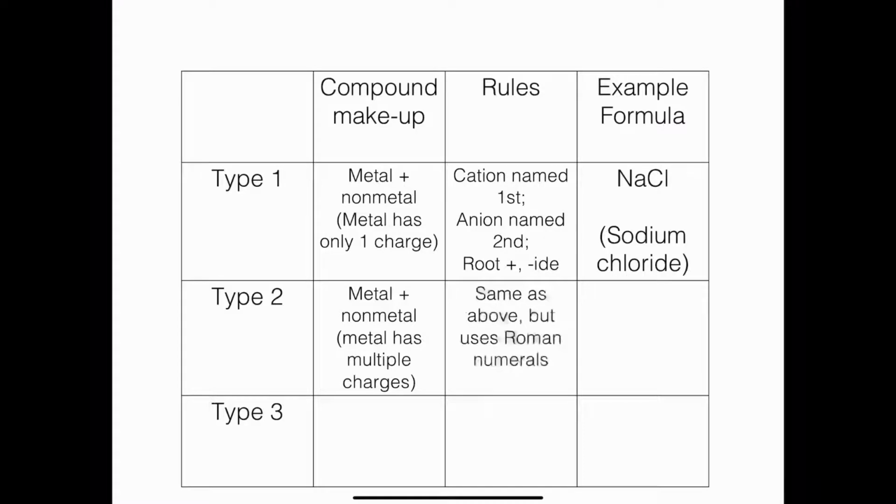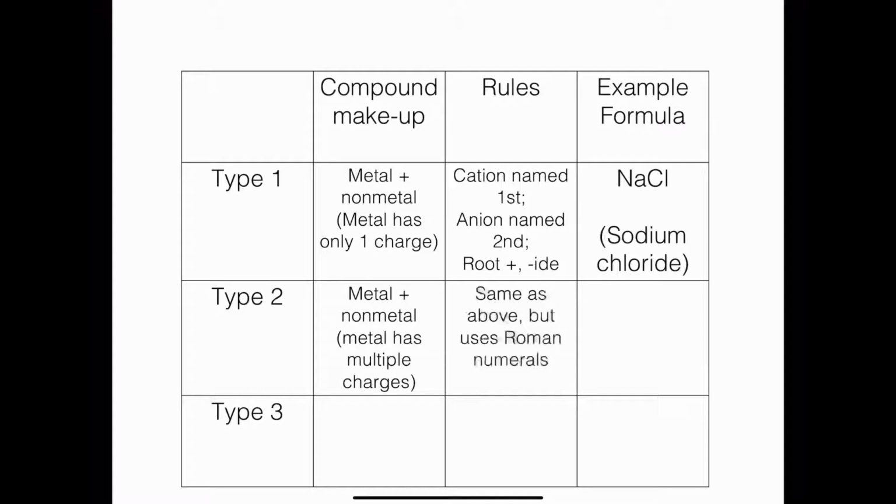Remember the rules for naming this type. It's still an ionic compound, but because it's type 2, we need to use Roman numerals, and that's because it can have multiple charges. So the charge isn't implied just by looking at the name. We have to use the name to infer the charge, and that charge is written in Roman numerals. The naming convention is the same.